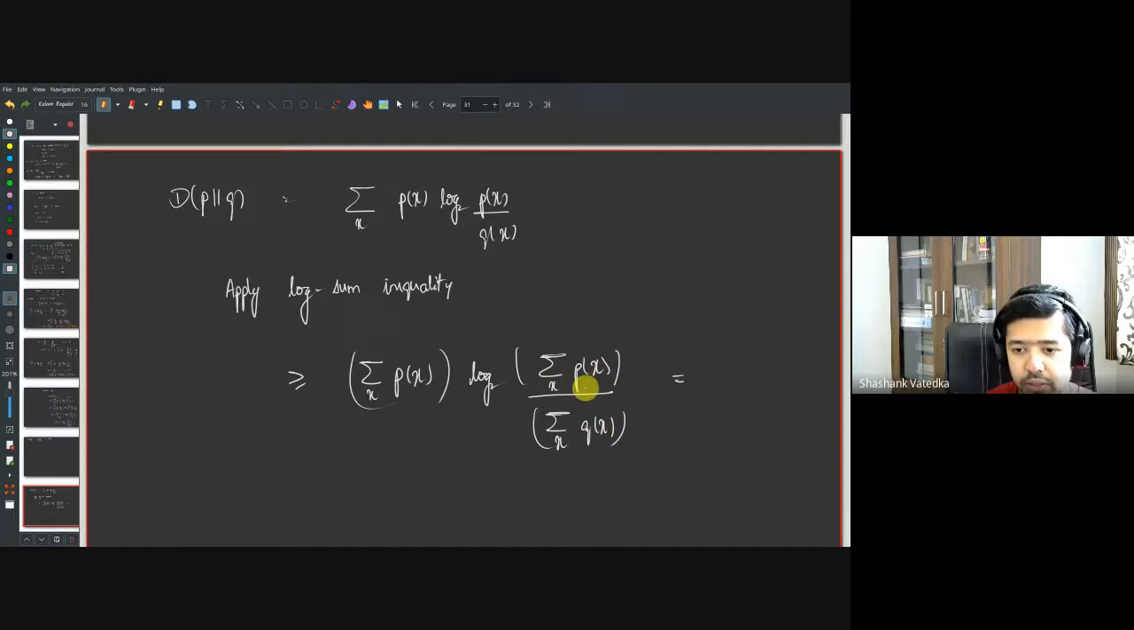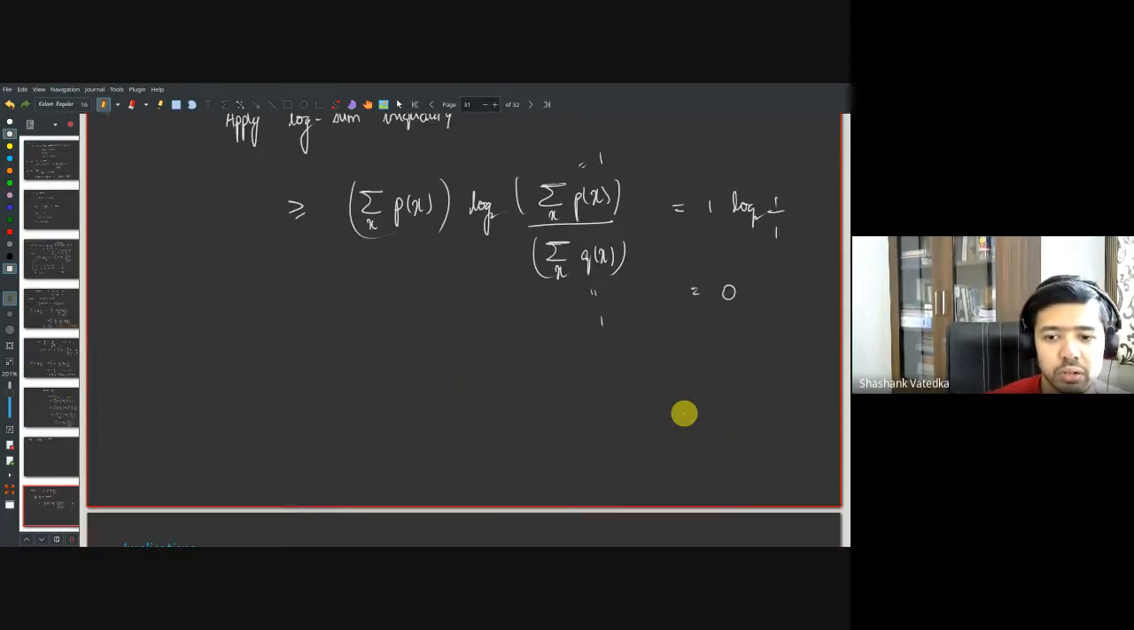So summation over x of P of x, we know that this is equal to 1. This is also equal to 1. So I get 1 log 1 divided by 1, log 1 by 1, which is 0. So the log sum inequality implies that for any two PMFs P and Q, the KL divergence is always non-negative.